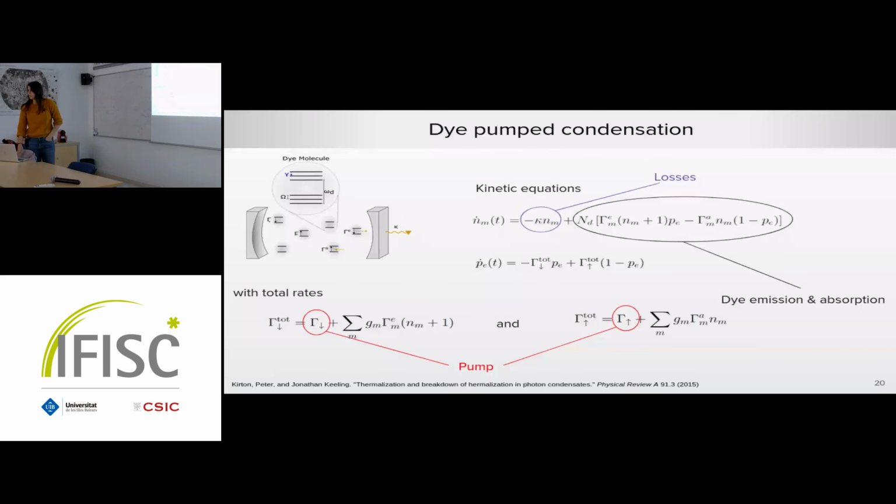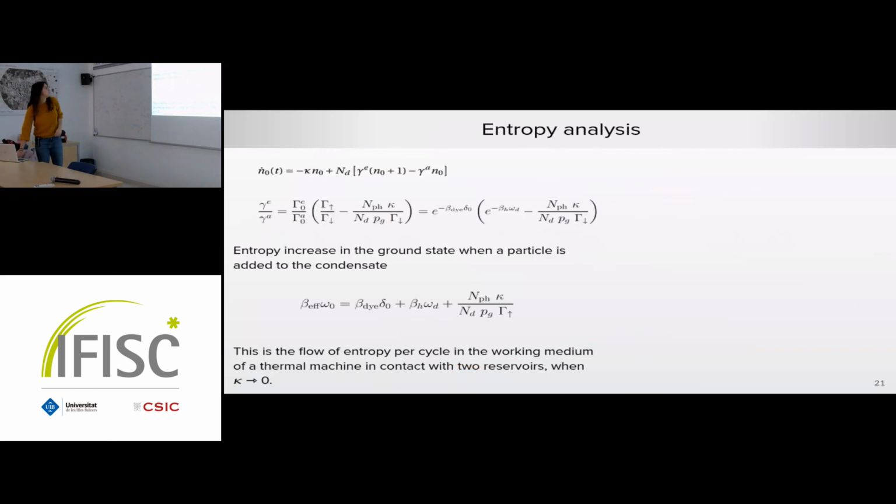So with this, we wanted to look at some thermodynamics. What we did was look at this expression, but for m equals 0, so for the ground state. If we do that, we get to this expression here, and if we divide the emission rates by the absorption rates, we get to this expression, which if we just take the logarithm, we get to this. That's the point. This one is some entropy flow to add particles in the condensate.